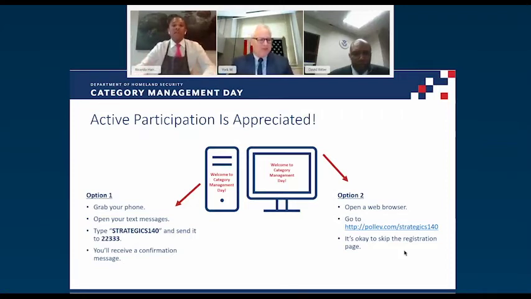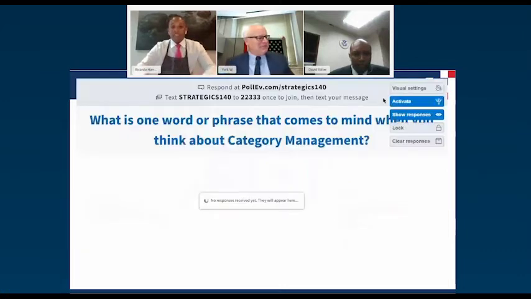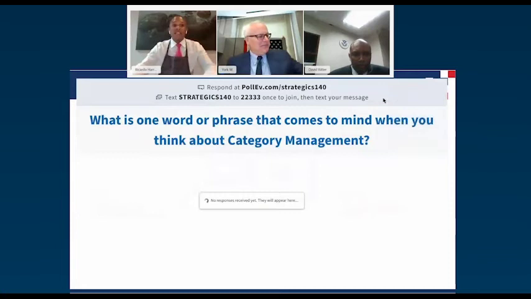So we're going to go to our very first Poll Everywhere question. And this is how you can test to make sure it works. So let's go to our first question. And by the way, the instructions are actually at the top as well, in case you don't have it. So in 1 minute, what is the one word or phrase that comes to mind when you think about category management?